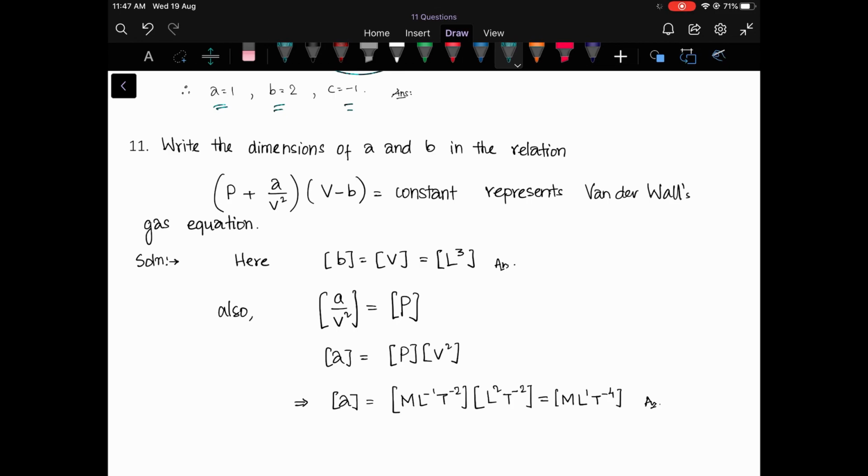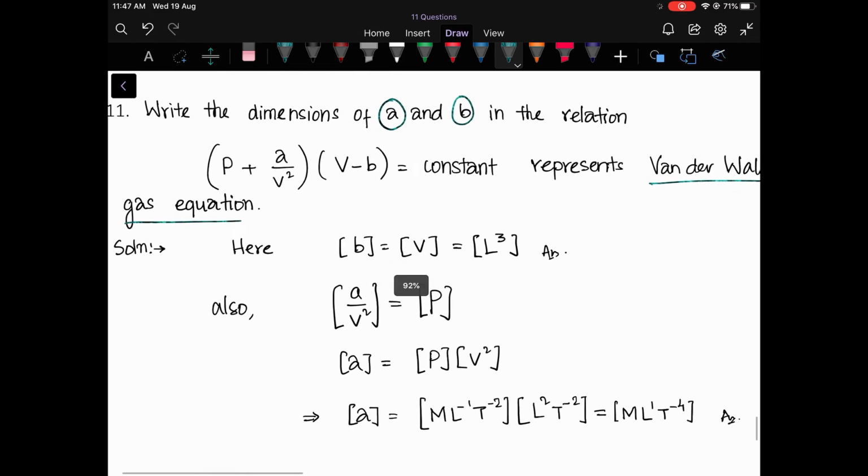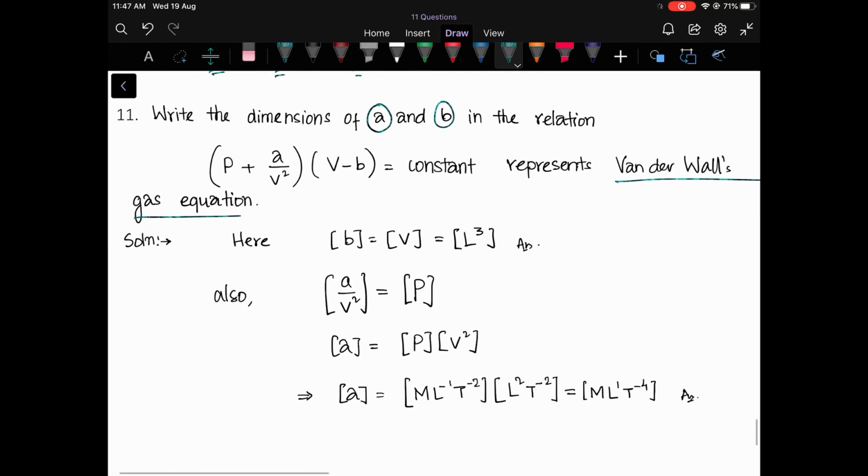Next we have this question where they have asked to find the dimensions of a and b in this equation, which is the van der Waals gas equation. In chemistry you must have come across this equation, where this P represents pressure, this V here represents volume, and even this V. We have to find the dimension of this a here and this b.